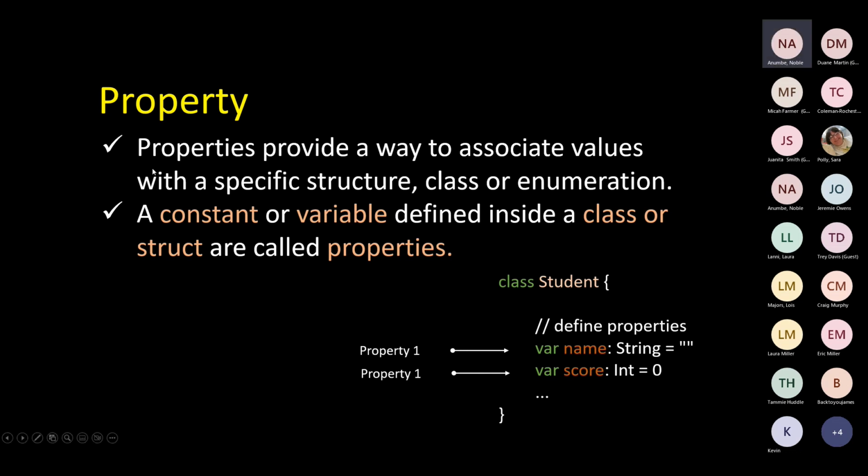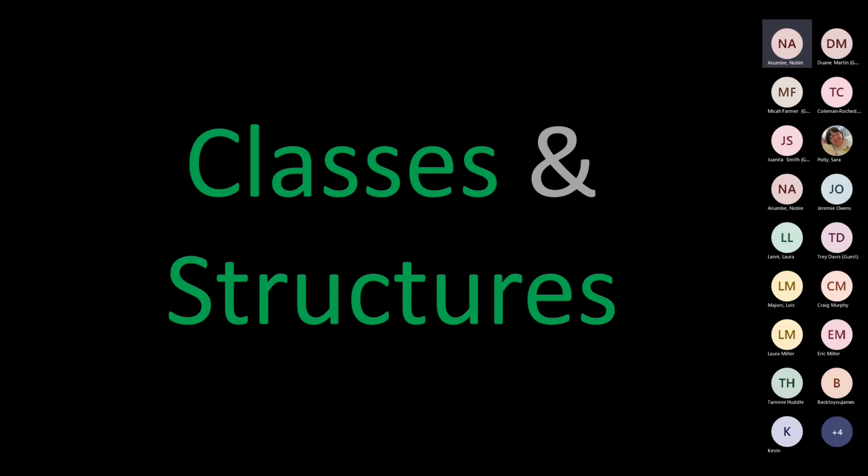One of the things about properties is they actually provide a way to associate values with a specific structure, class, or enumeration. That's what properties do. So what do I mean by that? Let me see if I can show an example.